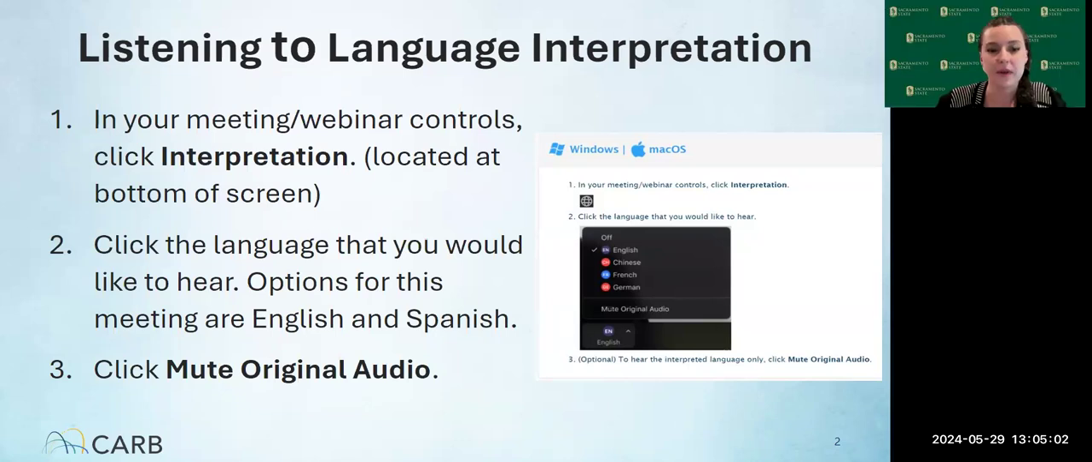All right, so at this point, I'm going to go ahead and launch the interpretation function, and you'll see that globe appear at the bottom of your screen.